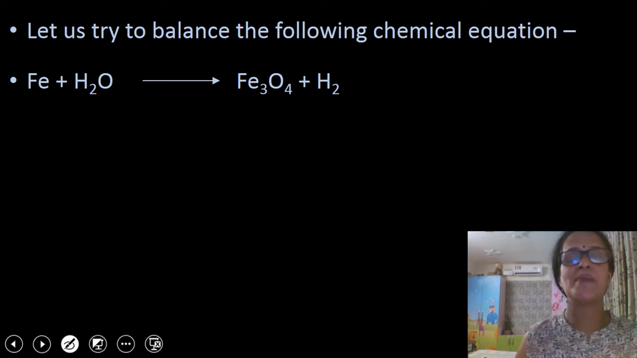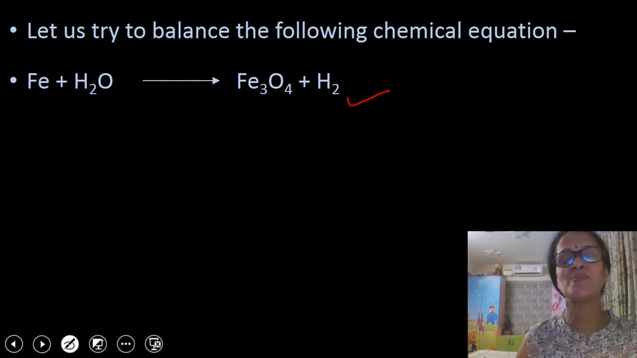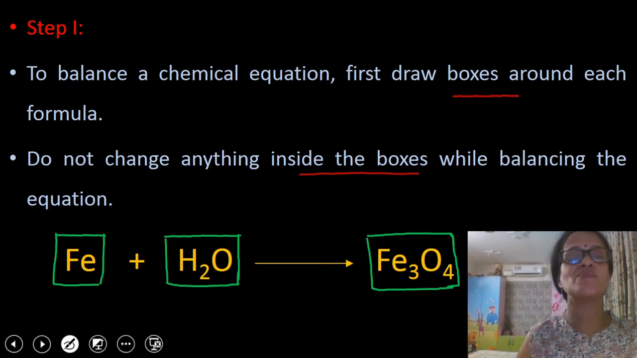Now let us try to balance the following chemical equation. The chemical equation is Fe plus H2O gives Fe3O4 plus H2. So step 1 is that to balance a chemical equation, first draw boxes around each formula. You can see that we have drawn boxes around each formula. And remember one point: do not change anything inside the boxes while balancing the equation. So we have drawn boxes around each formula. This was step 1.